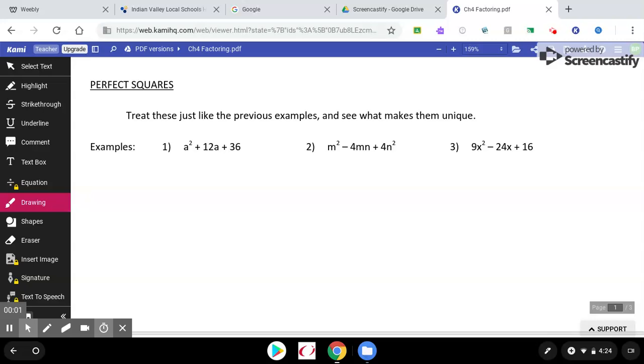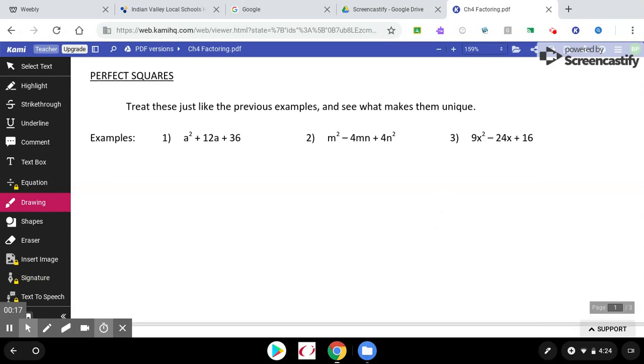Hey, Chapter 4, Factoring with Perfect Squares. If you watch some of the other videos, this is going to look pretty darn familiar. If you haven't watched the greatest common factor video yet, I will warn you. For factoring, no matter what, you're always supposed to look for greatest common factor first. But if you're not sure what that is, please watch the GCF video.